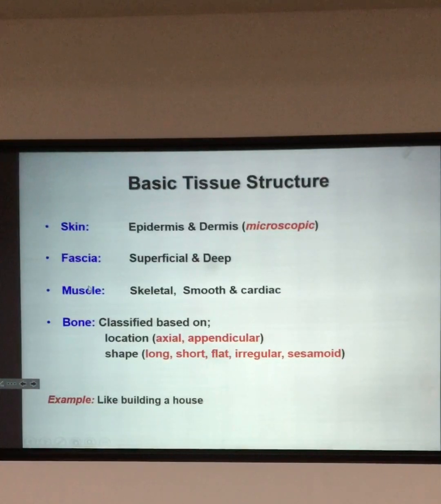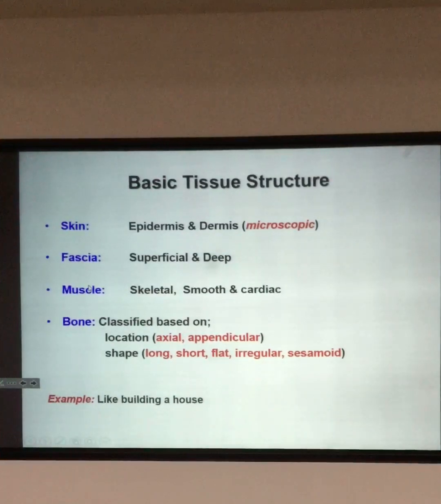شايفين هاي السلايد؟ بطلع لكم منها 4 أسئلة هسه. سؤال على السوبرفيشال، سؤال على الديب، وسؤالين على المسلز. What's the function of the skeletal muscle? Movement. صح؟ What's the function of the cardiac muscle? Heart beating. Okay? It's the main structure of the heart. Okay? Pumping the blood. What's the function of the smooth muscle?